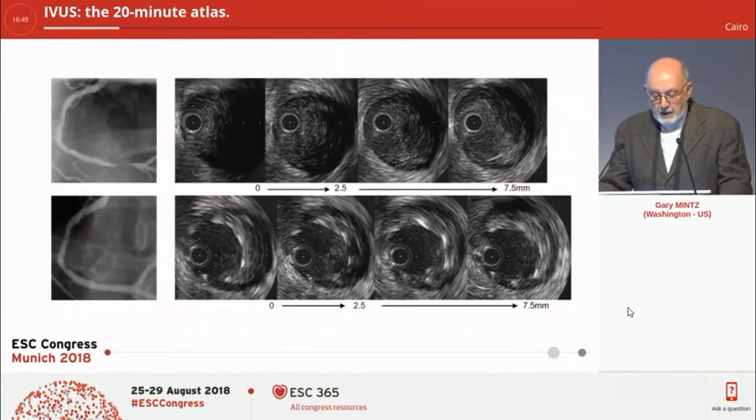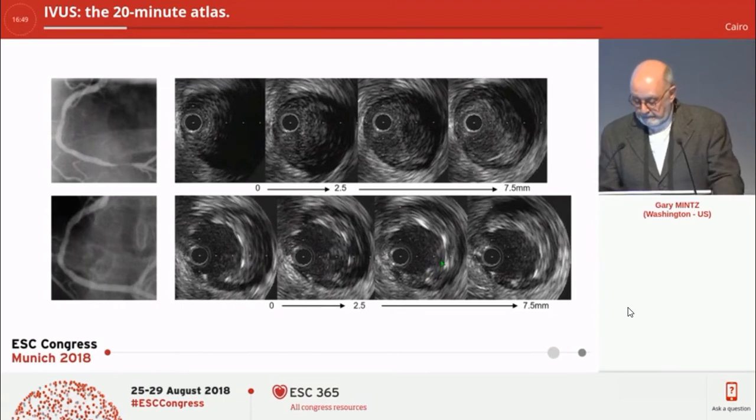This is an example of an attenuated plaque. Again, it's hypoechoic, and you do not see the adventitia. A stent is implanted, and look at all this material inside the stent that embolized distally and caused a periprocedural myocardial infarction.